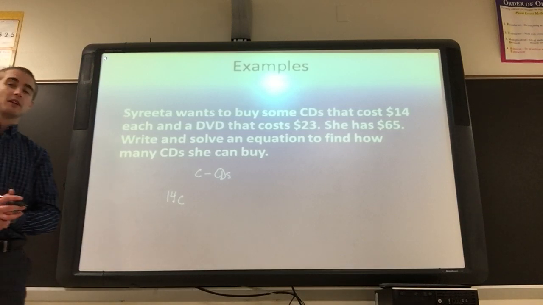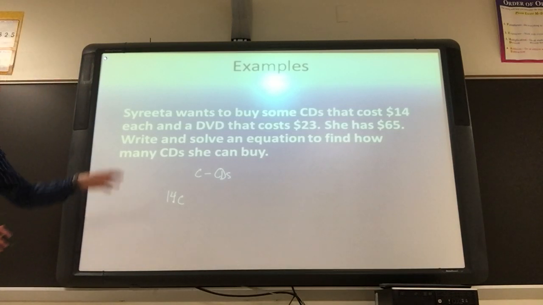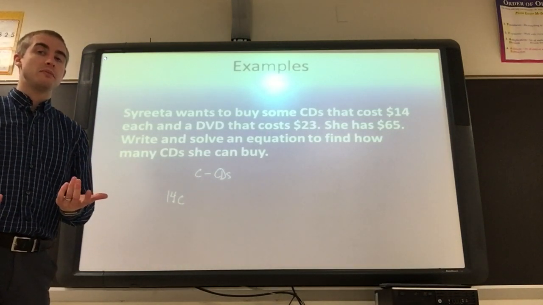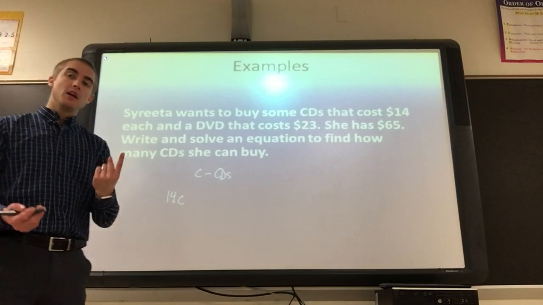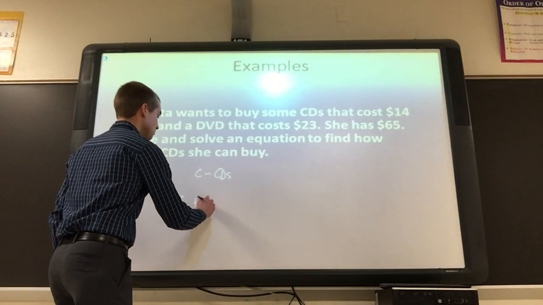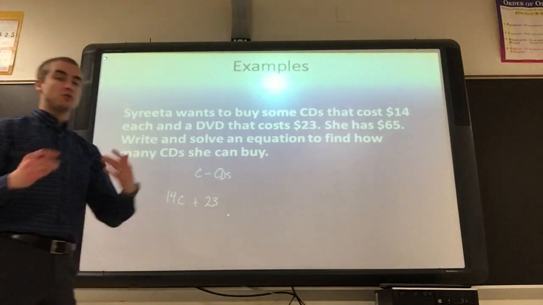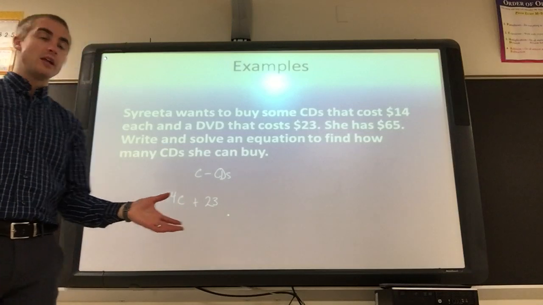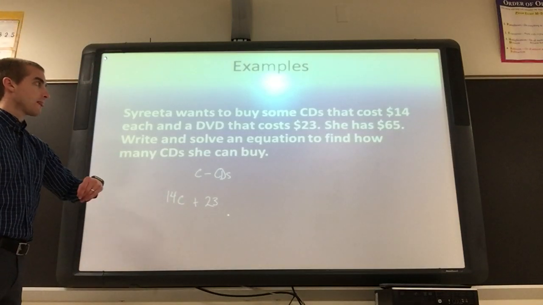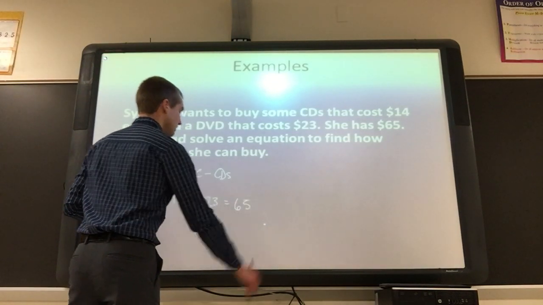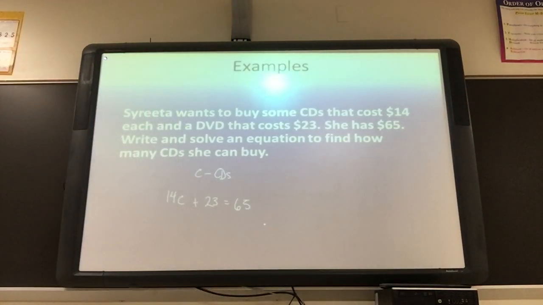Did she buy anything else? Well, yeah, she bought a DVD that cost $23. How many DVDs did she buy? Just one. And so we just have to add 23 one time, because we know that she spent exactly $23 on DVDs. We don't know how much money she spent on CDs yet. That's why it's 14C. Okay, she has $65, so it's going to be equals 65. So we've got our two-step equation there.